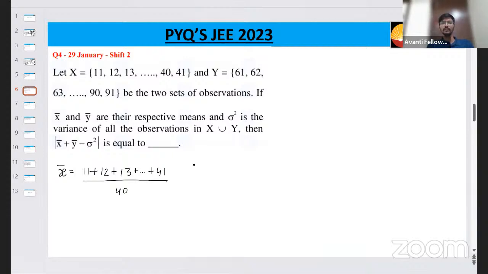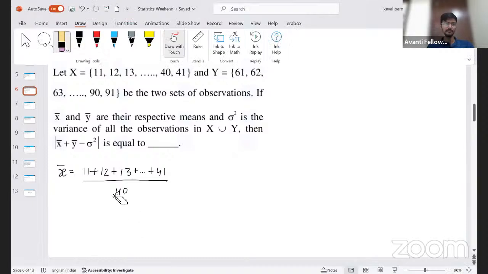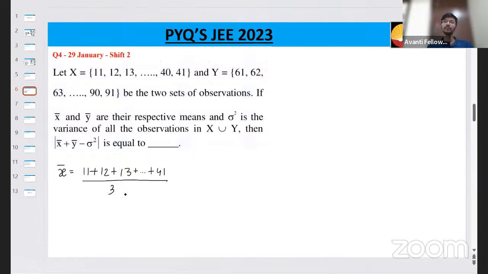11 to 41. So 11, 12, 13, 14, 15, 16, 17, 18, 19, 20. Up to 21 there will be 10 terms. Forty, right? Sorry. 31 elements. 11 to 40 is 30 and 41, so 31.